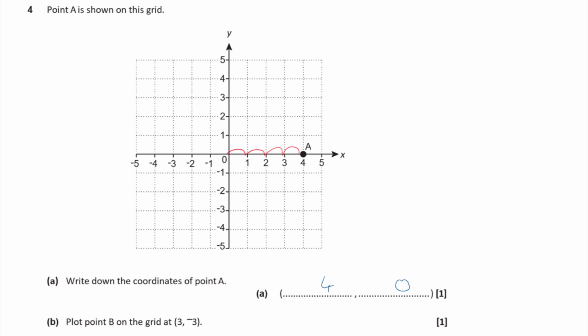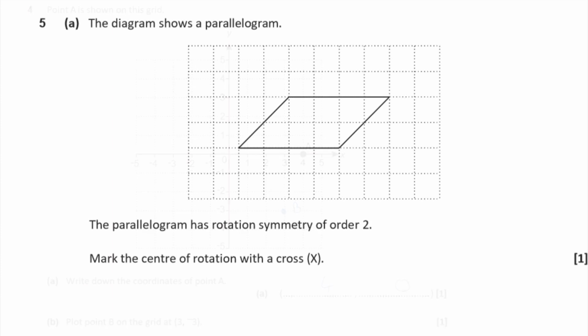B says plot the point B on the grid 3, minus 3. Okay, so we're going to go 3 to the right and minus 3 up. 3 to the right, boink, boink, boink. Minus 3 up, because that's actually 3 down, isn't it? So 1, 2, 3. So my point is going to end up being here. This is the point B. Okay, let's get rid of my workings. So yes, there's my point B down there. 3, minus 3.